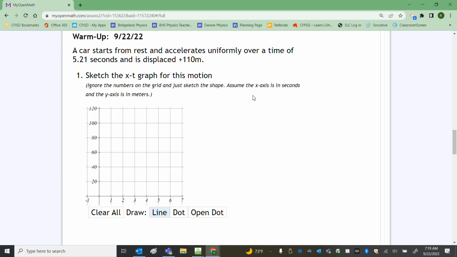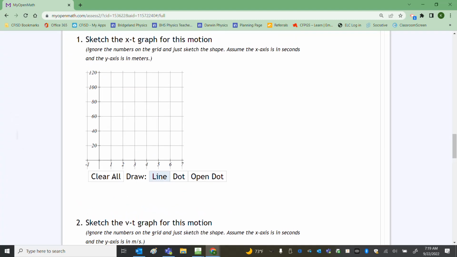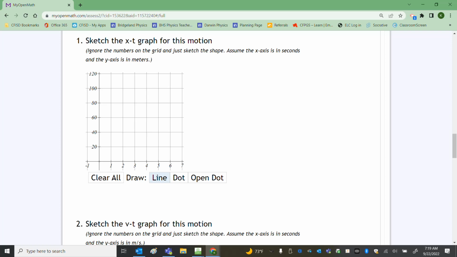for the sketches. Okay, so if you want to sketch this graph, this car starts from rest and is moving forward, and I know that because it is even labeled positive 110 meters. And so I want to show an object that is moving forward and getting faster. Okay, and so if I want to show that, I need to have a positive slope on my xt graph, and that slope needs to get steeper. But it does need to have a curve.